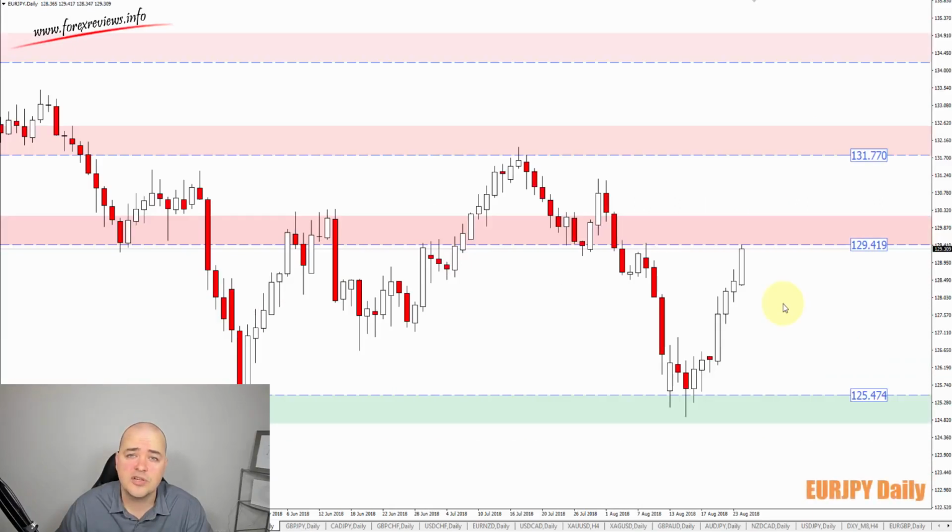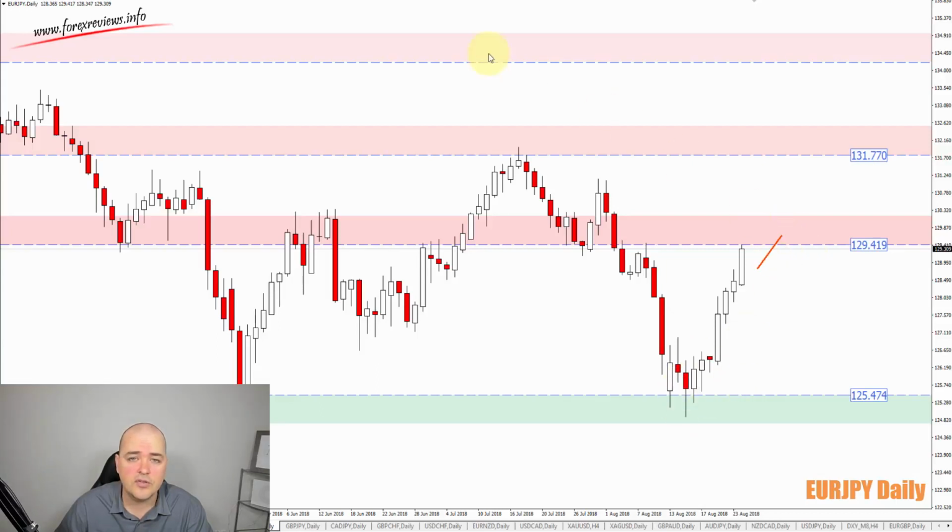Okay, next pair to highlight is Euro Yen, and I'm on the daily chart. On this market this week, we'd like to highlight is the 129.41 zone area. This is a great long-term target area to the upside for all those people holding a buy position on this market from the 125.47 zone area.